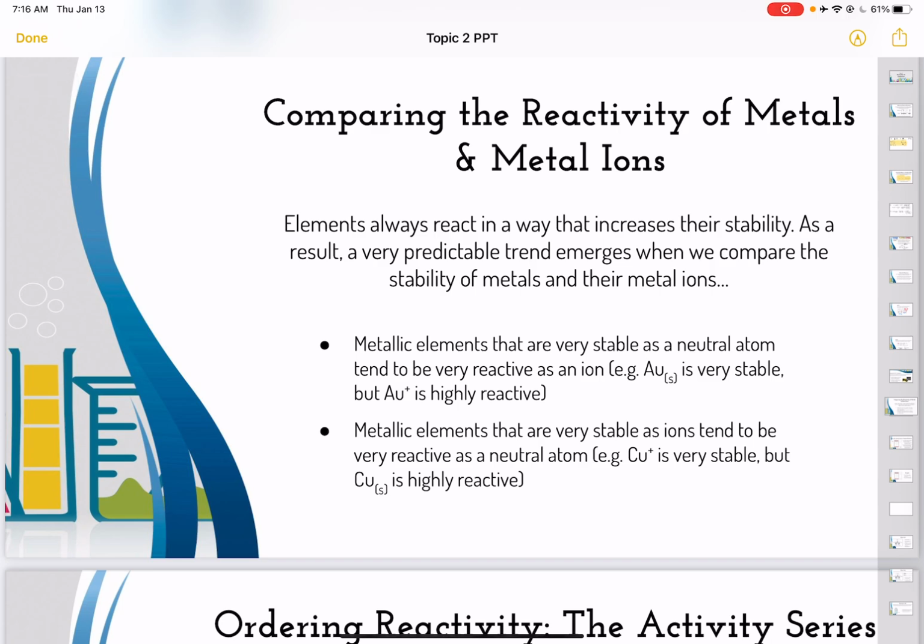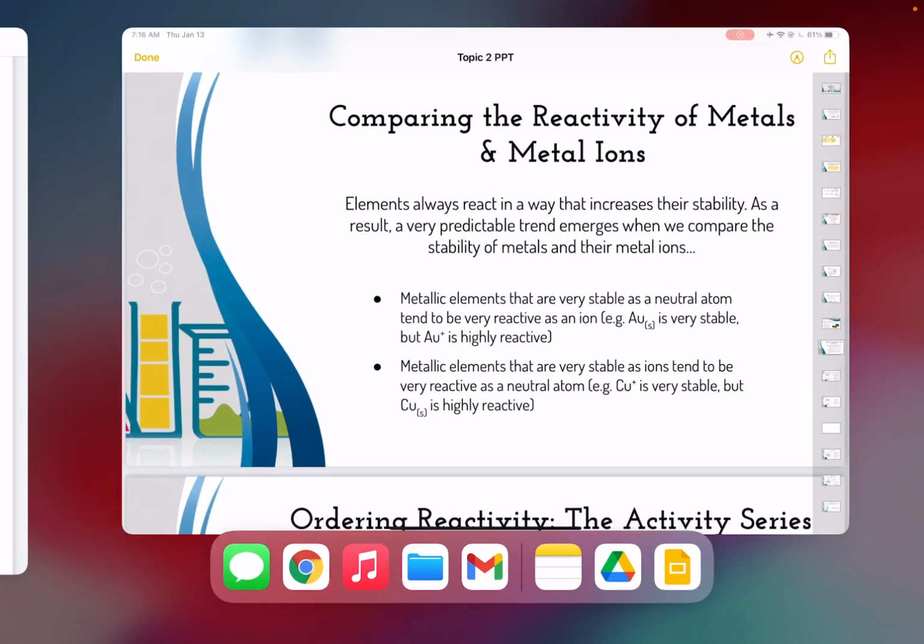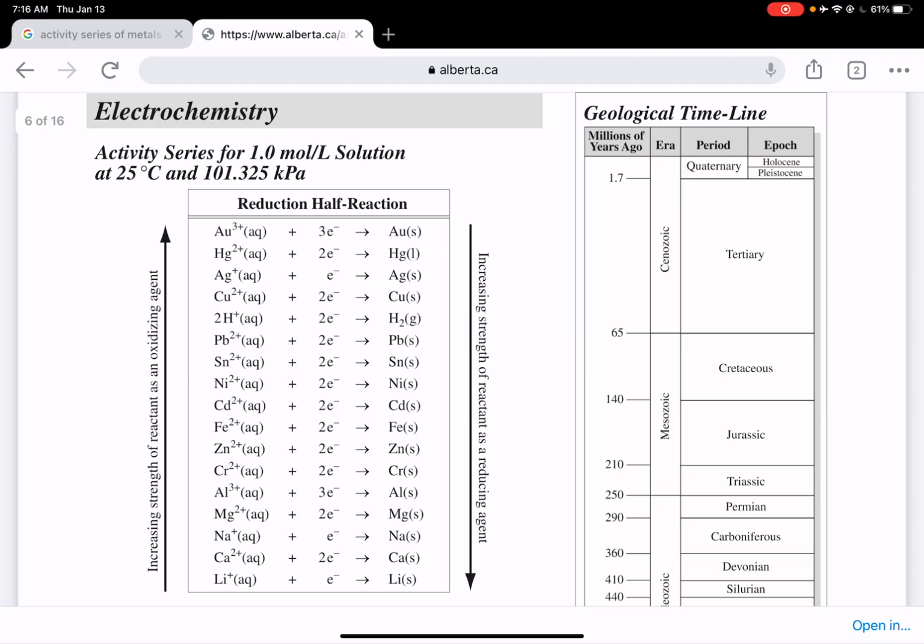So, in knowing some stuff about electronegativity, which we don't actually go into, we do go into the reactivity of metals. Do elements always react in a way that increases their stability? I've told you before that we can look at the periodic table to see why certain elements react.